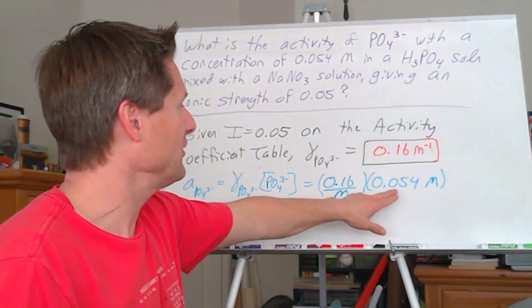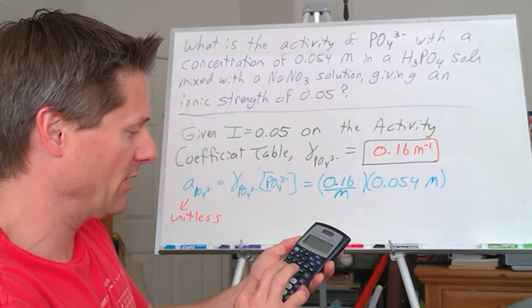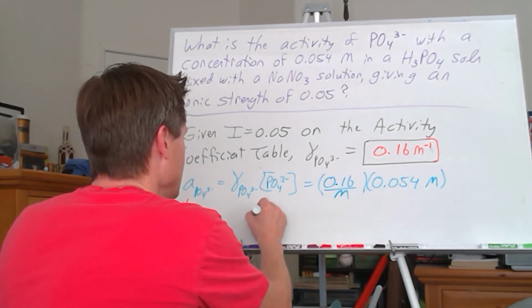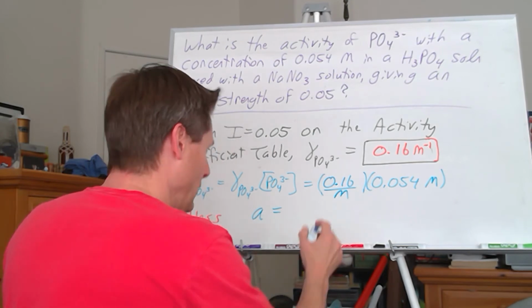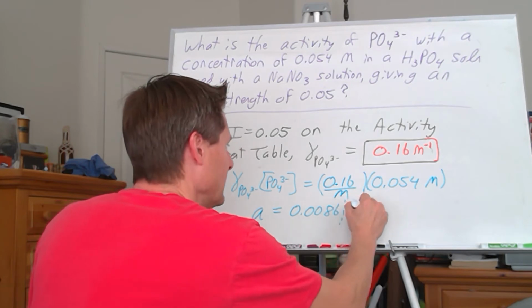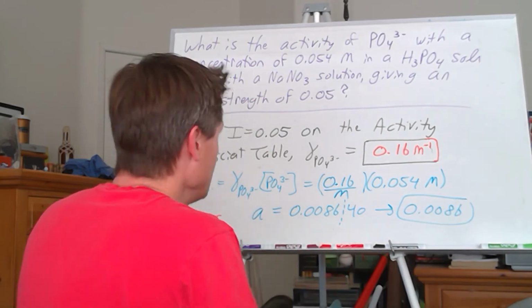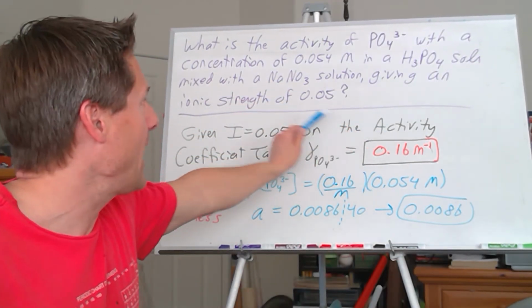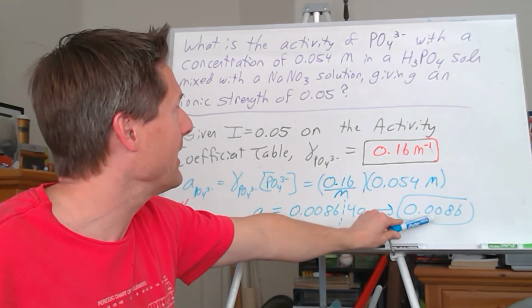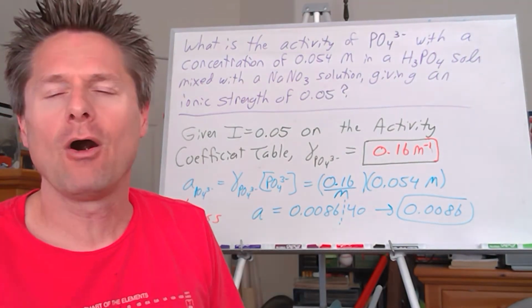So let me get my calculator. We got 2 sig figs, 2 sig figs. So it's pretty easy to calculate once you have it. 0.16 times 0.054. I get, let's write this down, the activity of the phosphate will be 0.0086, good to 2 sig figs. So in that scenario with that ionic strength, the actual effective concentration is 0.0086 versus 0.054. It dropped dramatically because phosphate has a really high charge, all those kinds of things.